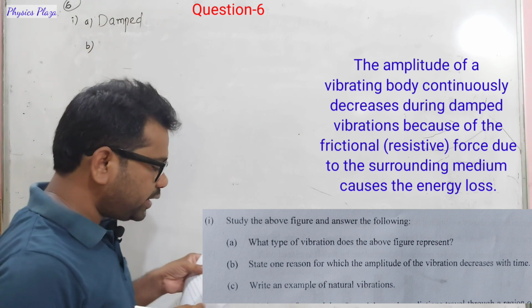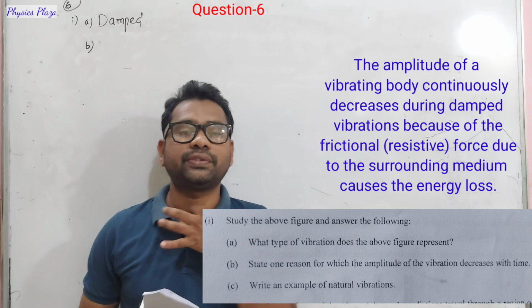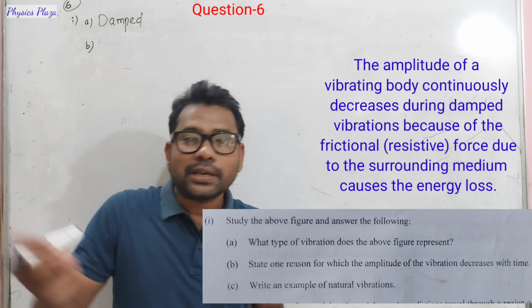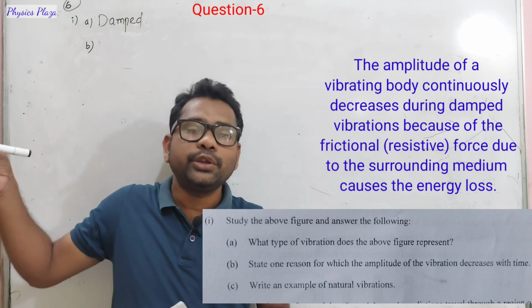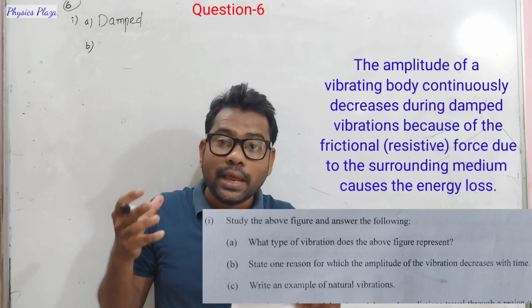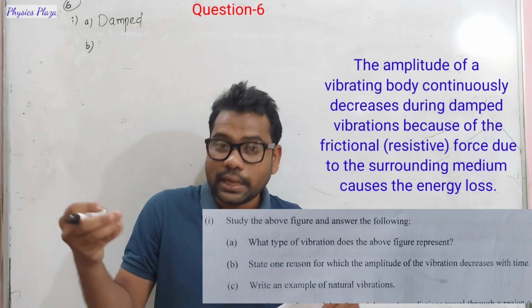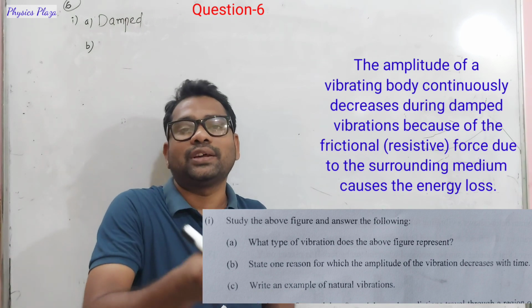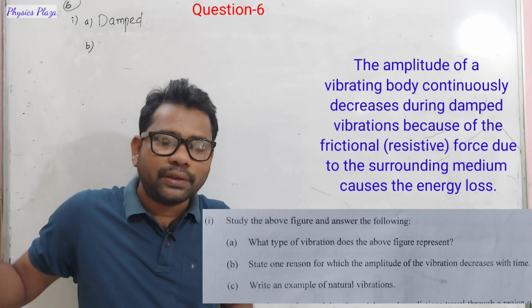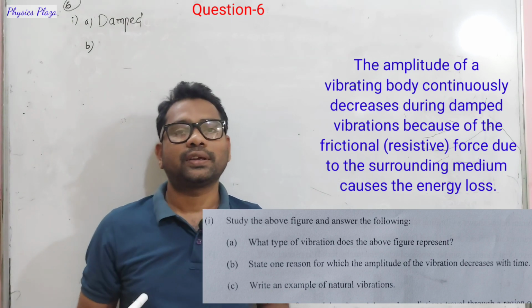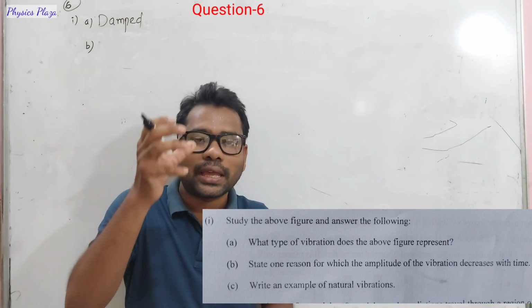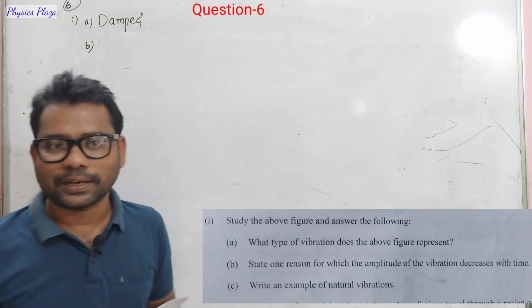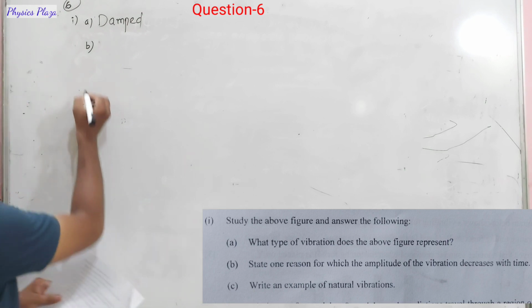Question B: state one reason for which the amplitude of the vibration decreases with time. Children, in the presence of an external medium, what happens? That oscillating body, whatever it may be, to continue its oscillation has to overcome the external medium, the external resistive force. To overcome that external resistive force, dear children, it has to spend energy. So for every oscillation, some amount of energy is spent. So slowly what will happen? Its energy keeps on decreasing, means due to the energy lost. Okay, fine.